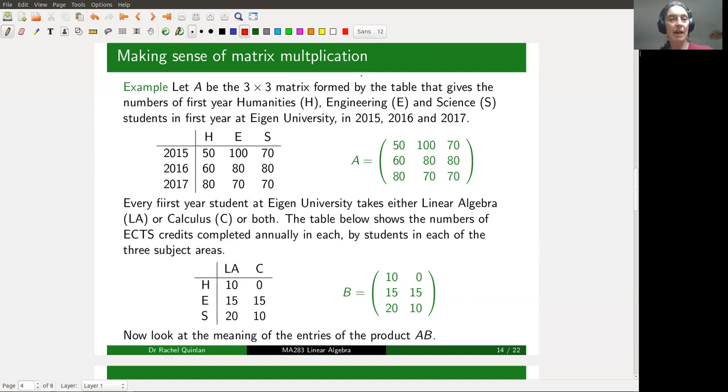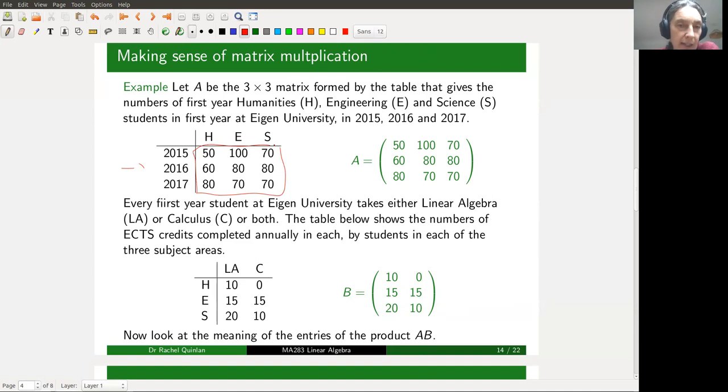So the story here is that we have a university. It's called Eigen University. And on the top left here, we have a table. Eigen University has three subject areas. It has humanities, it has engineering, and it has science. And the table here at the top left is the table that shows the number of first-year students in each of these areas in the 2 years, 2015 to 2017. So it's just a table of data. Whether you call it a matrix or not is up to yourself. But certainly we can extract the information in this table, the 3x3 numbers there, and call that matrix A.